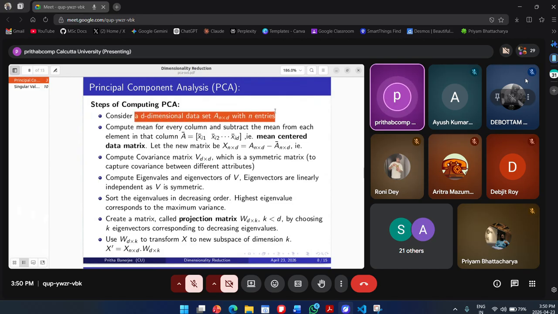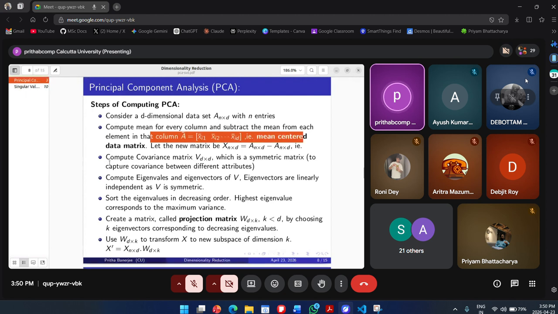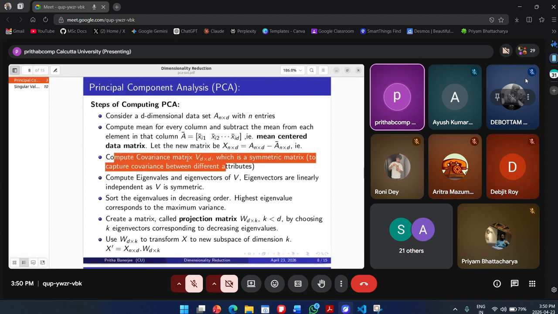Okay, so again, let's come back to the steps of computing the PCA. We consider a d-dimensional set, compute the mean of each column, then compute the covariance matrix. This covariance matrix V is the same as the one over here. There we did it with only a single variable x, but when you take the covariance matrix, it is between each possible pair of variables or attributes whose variance you are looking at. Okay, so this matrix is a symmetric matrix.